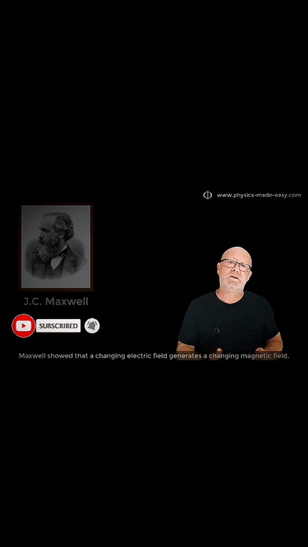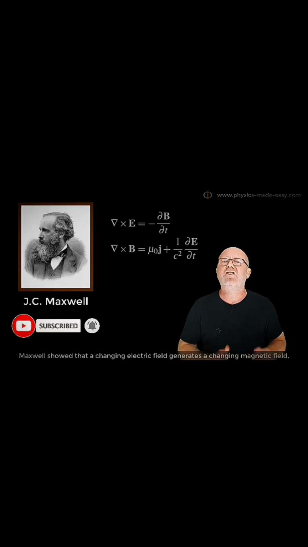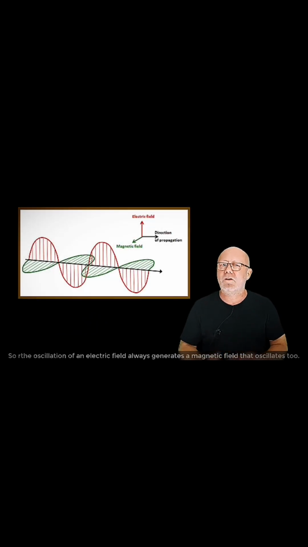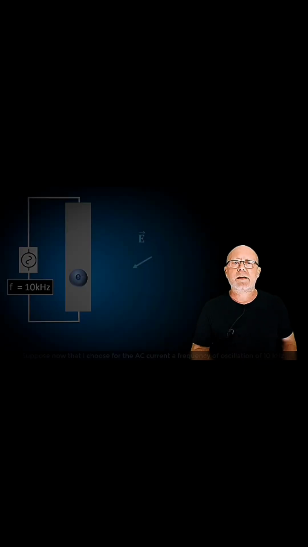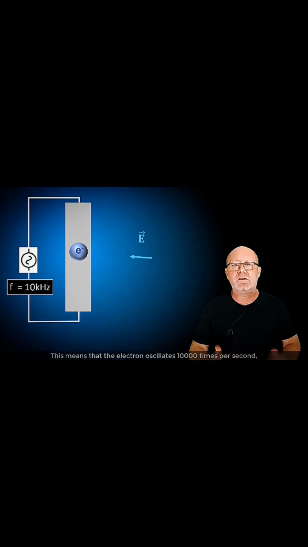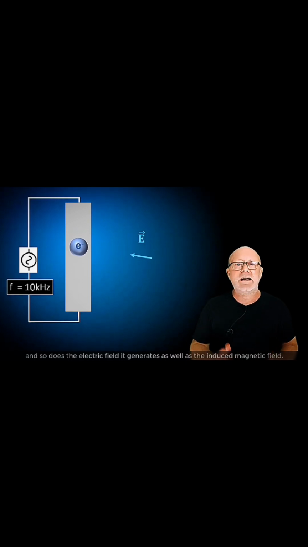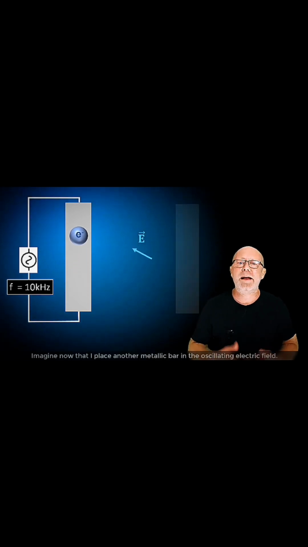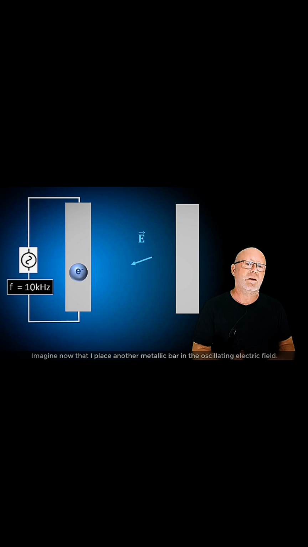In the second part of the 19th century, Maxwell showed that a changing electric field generates a changing magnetic field and vice versa. So the oscillation of an electric field always generates a magnetic field that oscillates too. Let's go back to our electron. Suppose now that I choose for the alternating current a frequency of oscillation of 10 kHz. This means that the electron oscillates 10,000 times per second. And so does the electric field it generates, as well as the induced magnetic field. Imagine now that I place another metallic bar in the oscillating electric field.